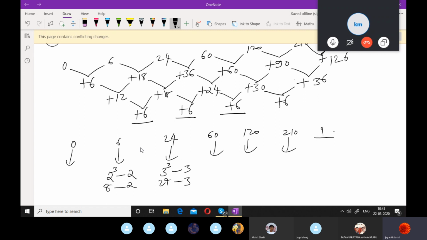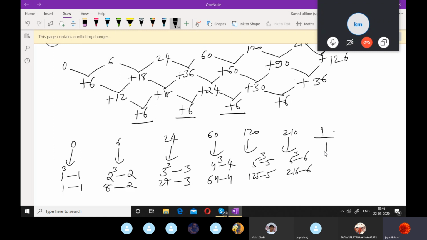See, I said all these numbers are very near to some cube numbers. So 6 is very near to 2 cube. 24 is very near to 3 cube. 64 is very near to 4 cube. So 4 cube minus 4, 64 minus 4. 5 cube minus 5, 125 minus 5. 6 cube minus 6, 216 minus 6. And here it is very near to 1 cube. Why? Because 1 cube is 1 and 1 minus 1 is 0.